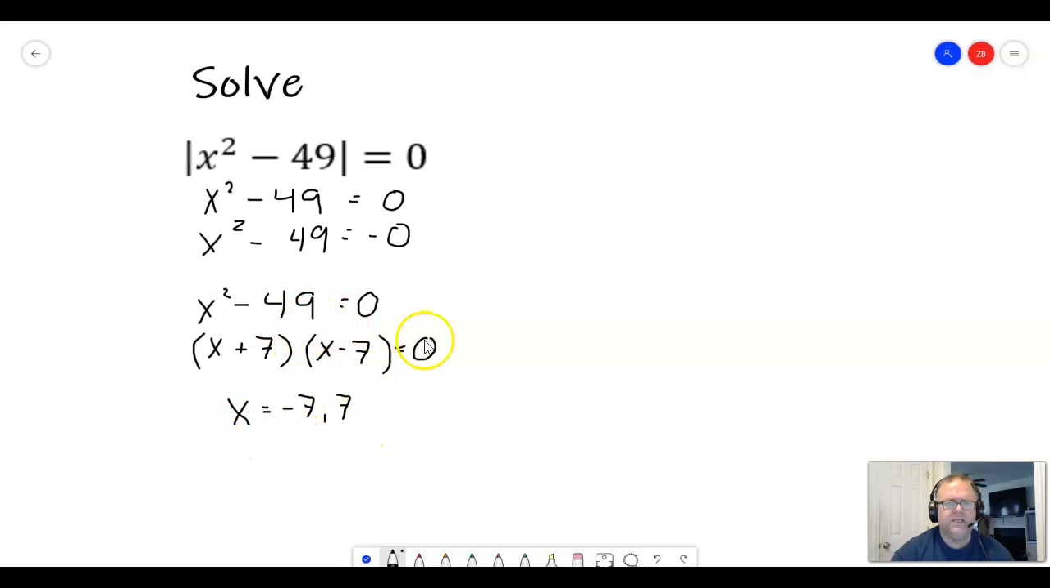These are our solutions. If I put them back in the original equation, sure enough, I'll get 0 is equal to 0 for both of those. And that's it. Now, if this ended up being a non-zero value on the right, then we would have had two different equations to solve, and we would have checked all of those answers to make sure that they work in our original equation.